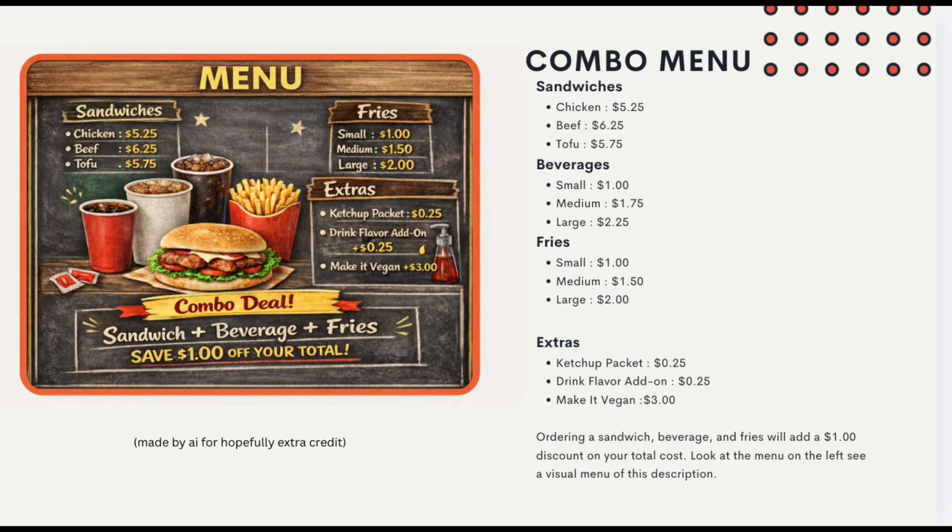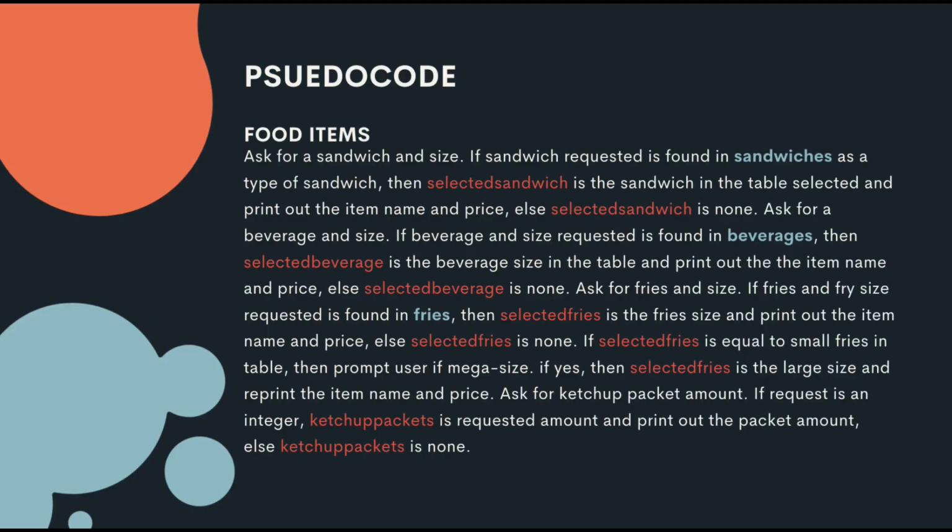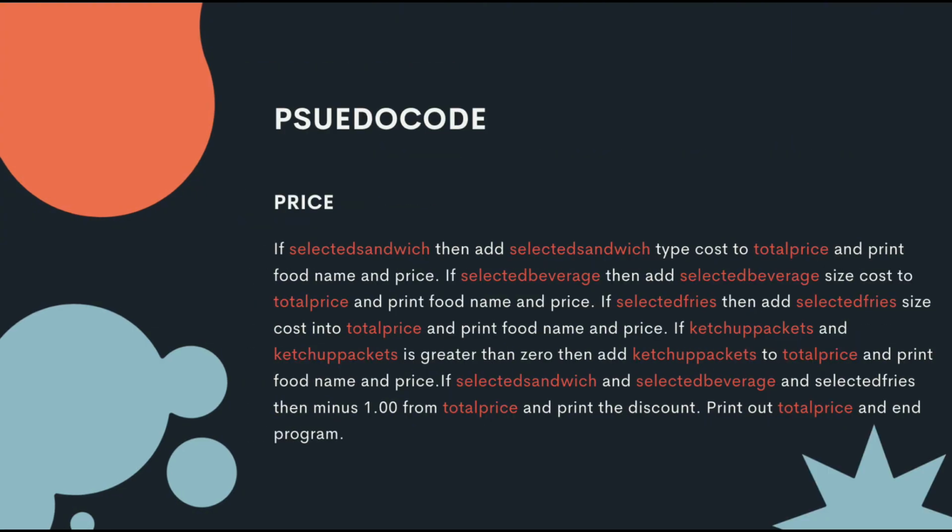So here's our actual combo menu with all the things you can order. You would input these into the program and get different results. This slide shows our pseudocode, which is basically just a step-by-step outline of what the program does. Again, this is basically just the outline for our code.